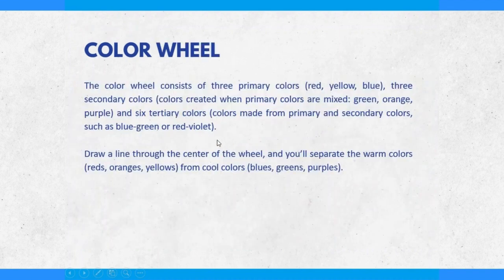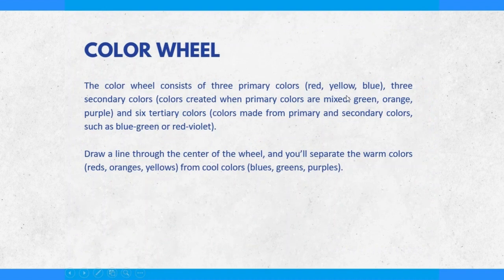Now we have what we call a color wheel. Color wheel helps you to recognize different colors and combine colors in your design in a way that makes it more interesting and more organized. So by understanding the way color wheel works, you can be able to integrate it into your designs. In a color wheel, you have three primary colors: the red, yellow, blue.